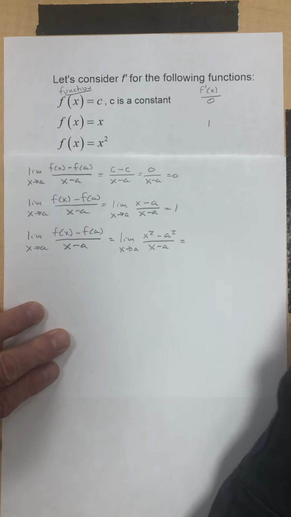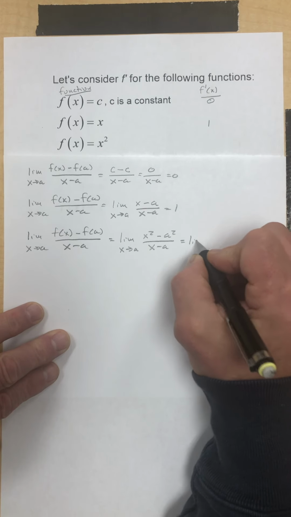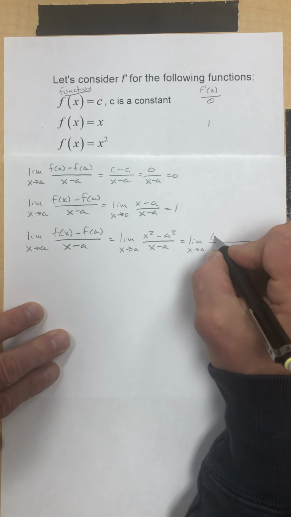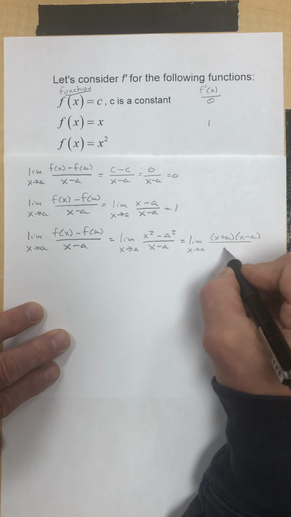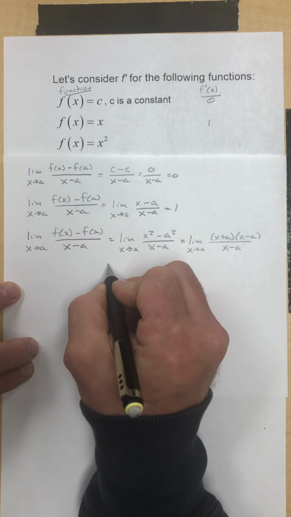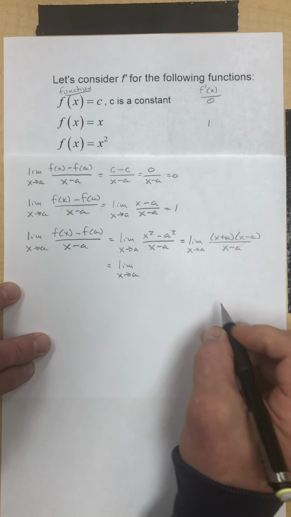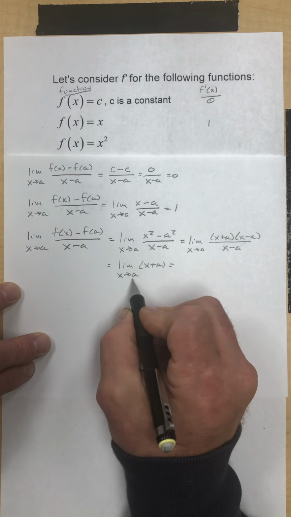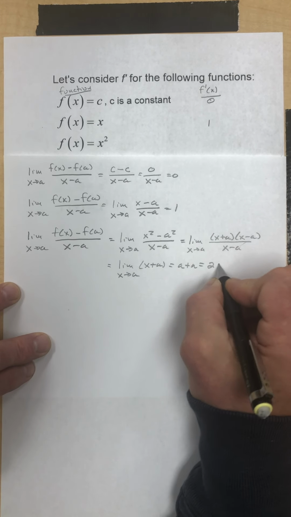Okay, so we take a look at that and you say, isn't that just a difference of squares up in the numerator? So I get the limit as x approaches a. If I factor that, I'm going to get x plus a times x minus a, and that's all over x minus a. So obviously the x minus a's cancel, and I get the limit as x approaches a of x plus a. So as x approaches a, if I evaluate, I just get a plus a, or 2a.